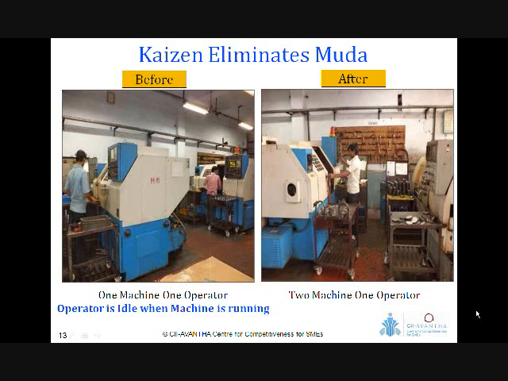So what we are seeing in the after picture, both machines' faces have been put on one side and the operator is running two machines simultaneously. Thus, the company saves one manpower and thus the cost saving occurs.